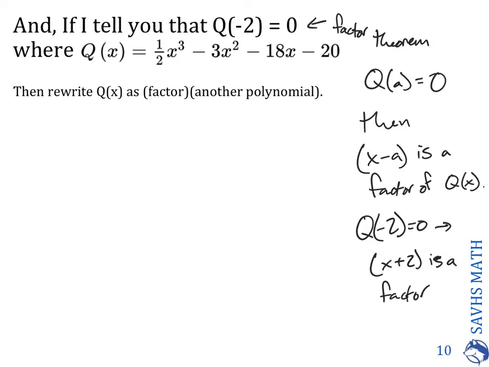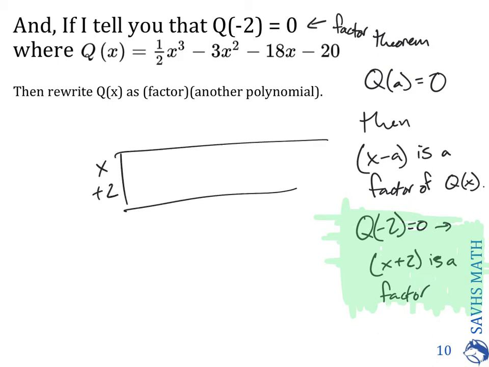This right here is the most critical thing that you can get out of today. You need to be able to use the factor theorem to interpret a 0 as a factor. So let's rewrite it. We're going to divide by x plus 2 here, and we're going to put q of x inside the box.